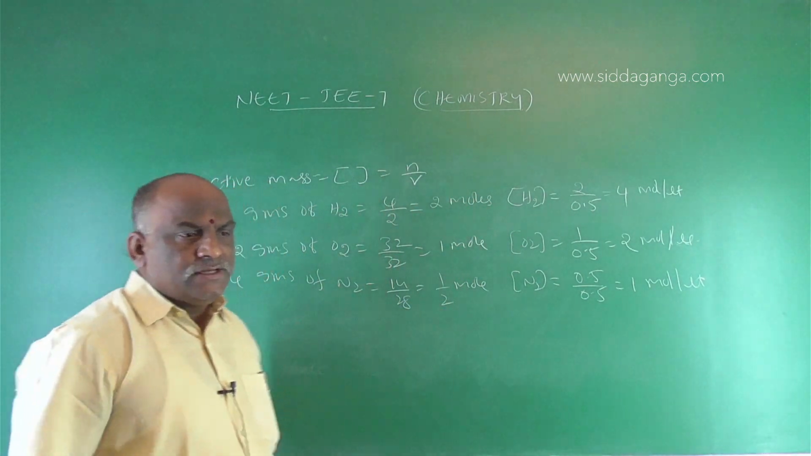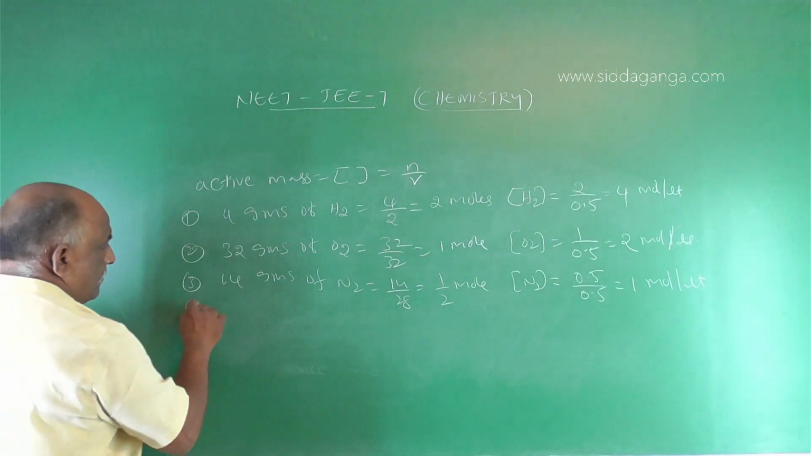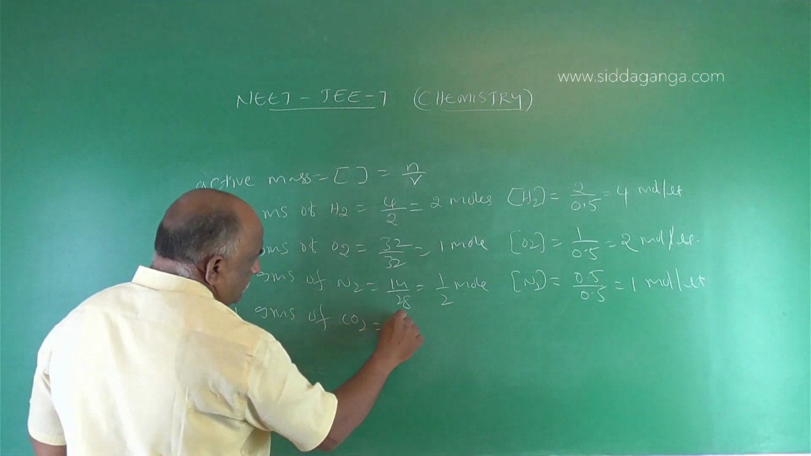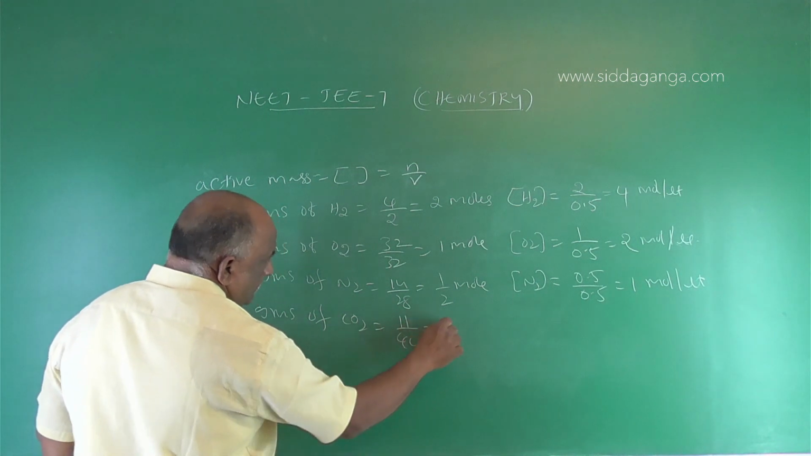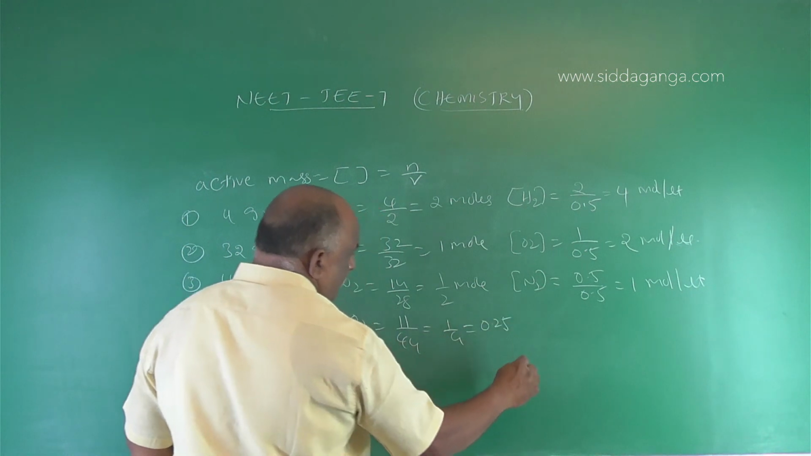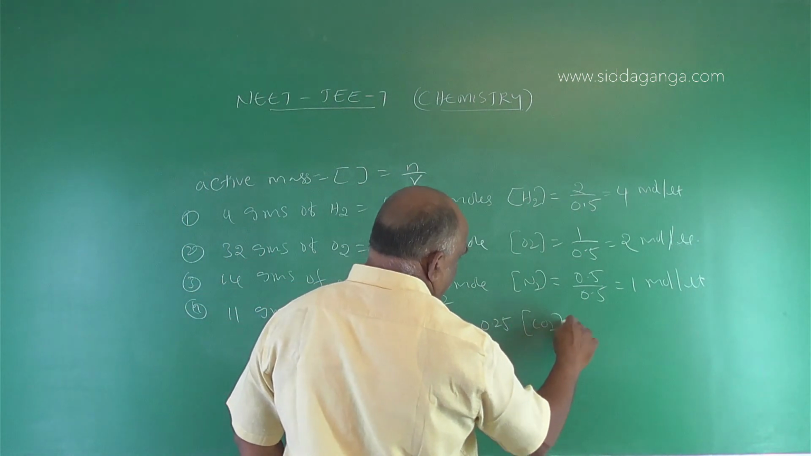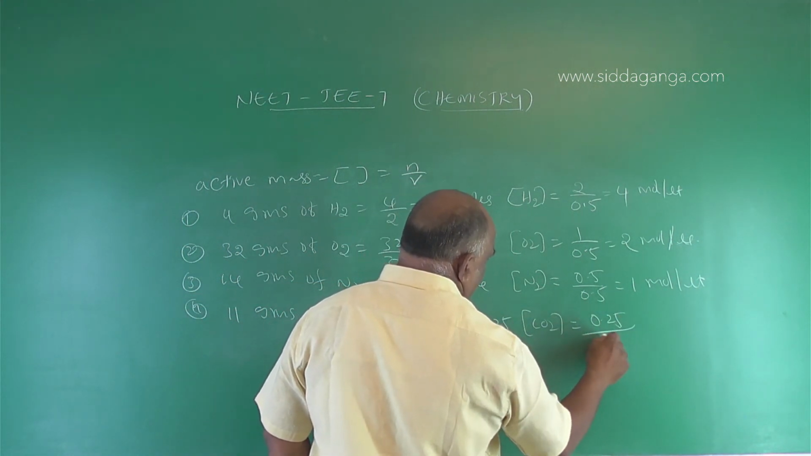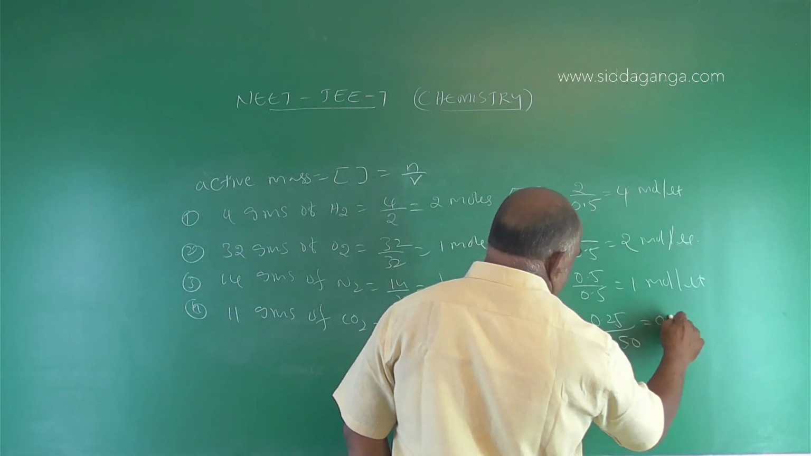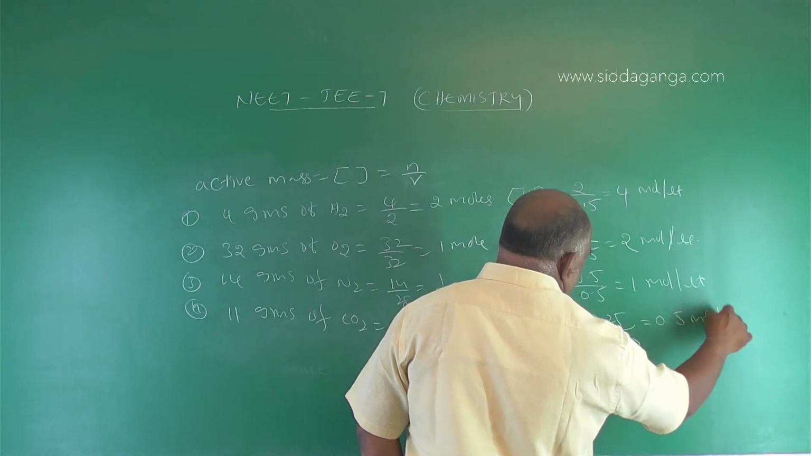And the last option is 11 grams of CO2. 11 grams of CO2 is equal to 11 by 44, which is 1 by 4, which is 0.25. So the active mass of CO2 is 0.25 divided by 0.5. So here the answer is 0.5 moles per liter.